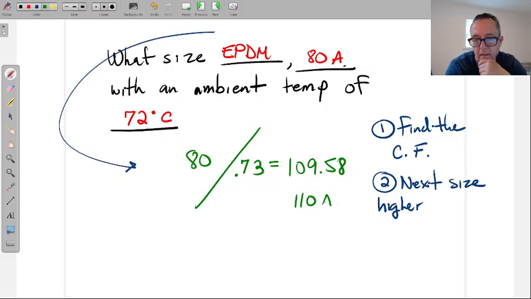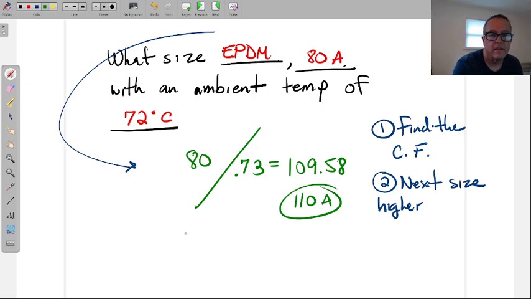This is what I meant. If there happens to be a wire that's 110 in the EPDM column, then this is our wire. If not, next size higher. There isn't one, so by default it has to be the 118, so 4. Number 4, excellent. EPDM.